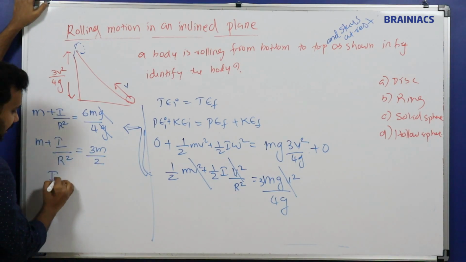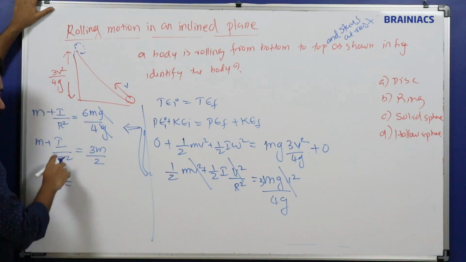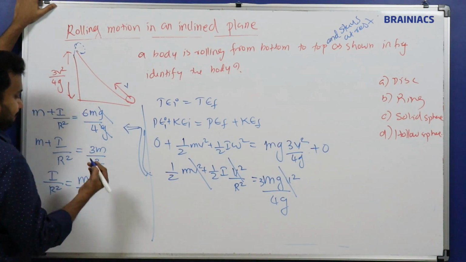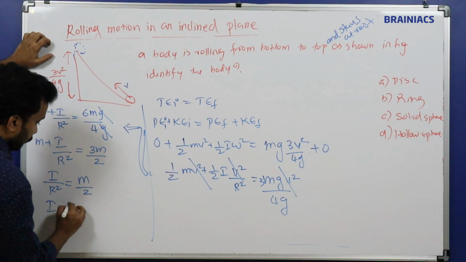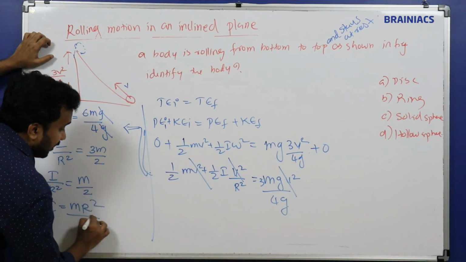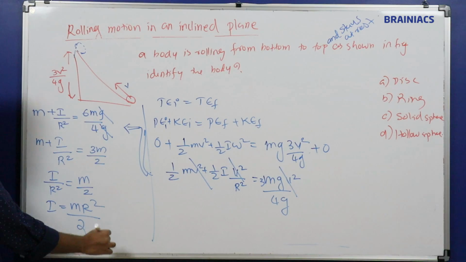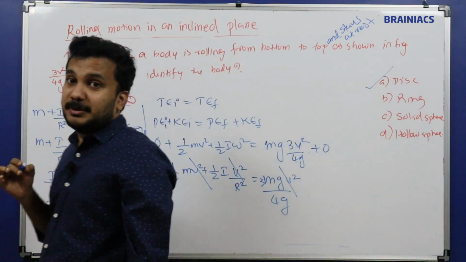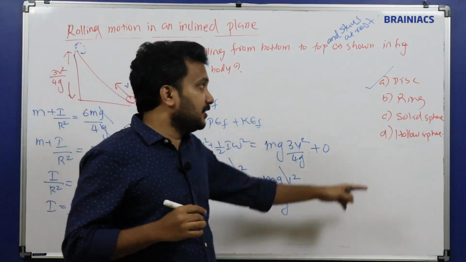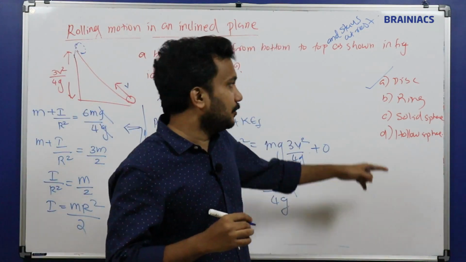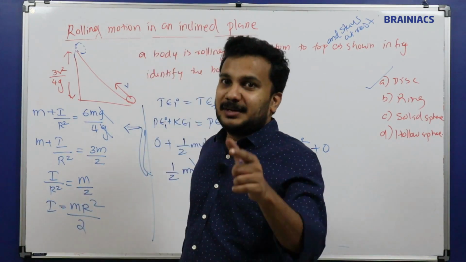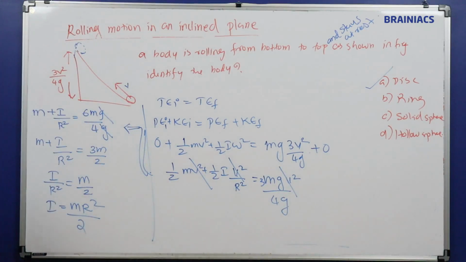So I by r square is equal to 3m by 2 minus m, which is m by 2. And I is equal to mr square by 2. Mr square by 2 is for which body? Option A, the disc. Mr square by 2 is for the disc. Ring is mr square, solid sphere is 2 by 5 mr square, hollow sphere is 2 by 3 mr square. So this is applicable for a disc. Mr square by 2 is the right answer for the question.